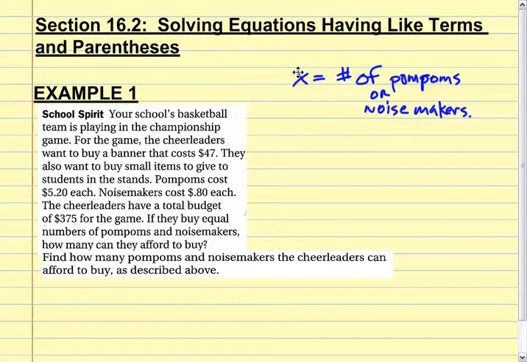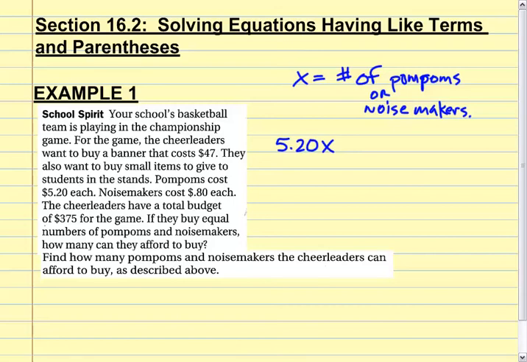Who can tell me one amount that they spend? $5.20. And that's for what? It's for all of them? No, each. So how do I represent how much they spend on all of them? Not by how many people are in the stands, but by the number of pom-poms or noisemakers that you buy. Do we have anything that represents that amount? x does. Okay, so that's how much we spend on pom-poms.